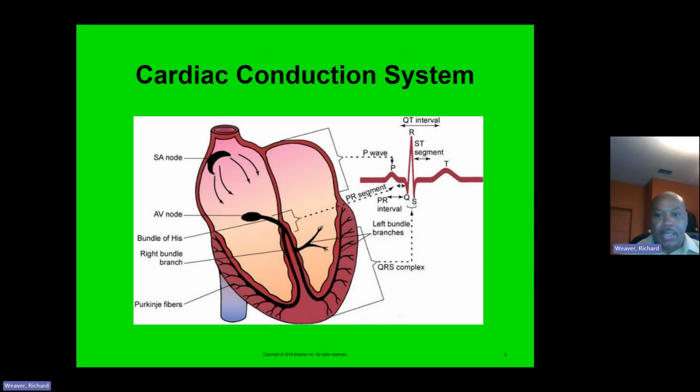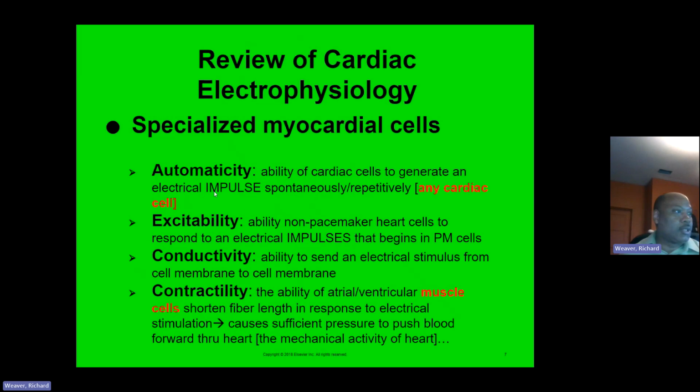All right. So that's automaticity, right? Now, an example of excitability. Excitability is the other concept here. So it says the ability of non-pacemaker heart cells to respond to an electrical impulse that begins in pacemaker cells. All right. So remember, this is where the impulse usually originates, and all the other cells will respond. All right. They will be stimulated as well.